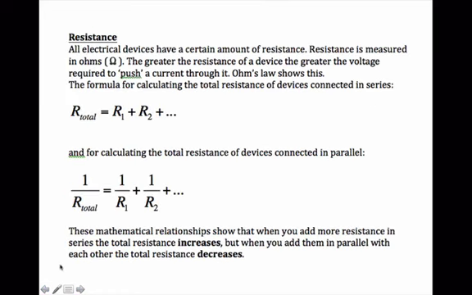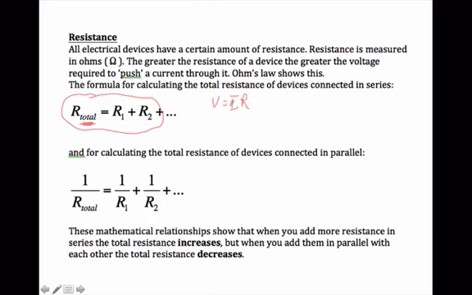Alright, resistance. These are our resistance formulas, but we are familiar with these. So when things are connected in series, you find out the total resistance of the circuit by adding them together. So it's worth reading this part, that all electrical devices have a certain amount of resistance. Resistance is measured in ohms. The greater the resistance of a device, or the greater the resistance of a circuit, the greater the voltage is required to push a current through it. And Ohm's law shows us this. So Ohm's law is V equals IR, we all remember this.